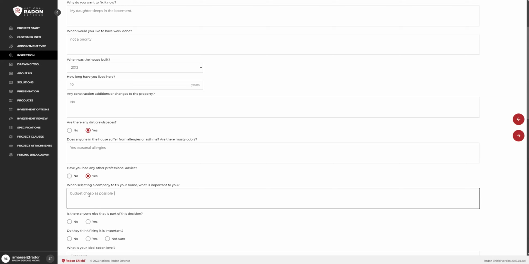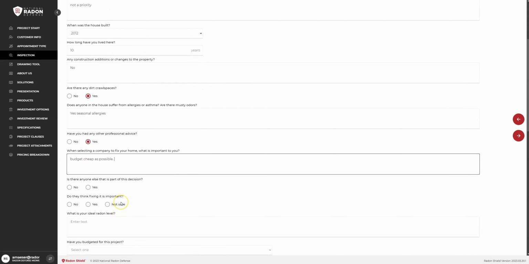You might hear someone say, you know what? I don't want the cheapest bid. I want the best quality and the best service. Well, write that down in this section. You could put down best quality, best service, and then that'll be a great reminder for you later. Is there anyone else that is part of this decision?